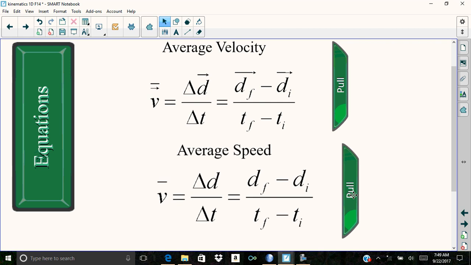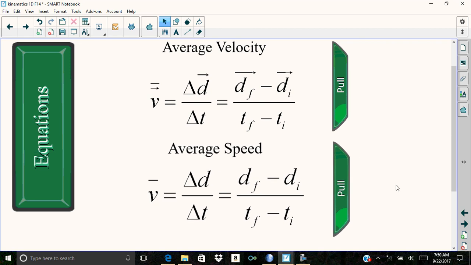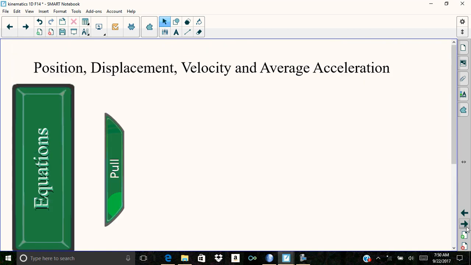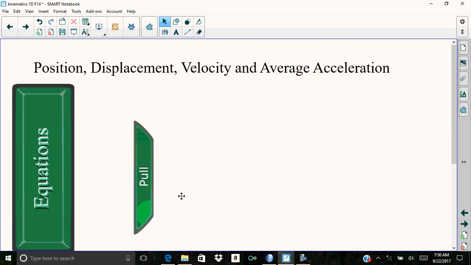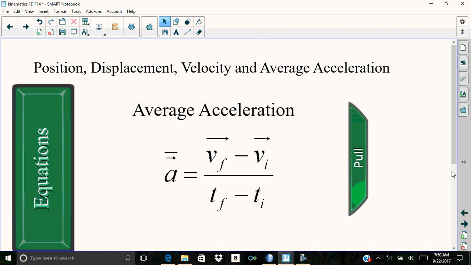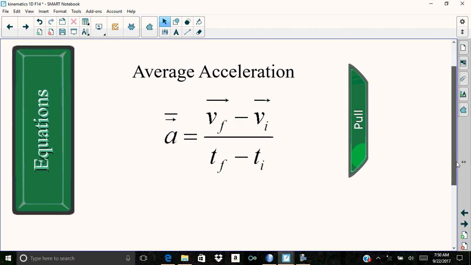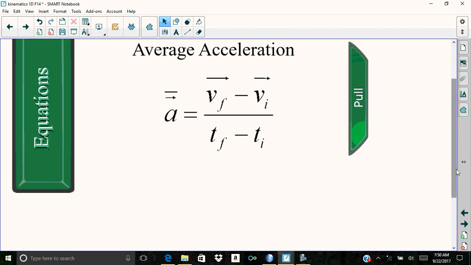Okay, here is your equation for speed. Notice the difference. There's no vector sign over the v. So no vector sign means speed. Vector sign means velocity. No vector sign over the d. This is just your distance traveled divided by the time. Your average acceleration is going to be your change in velocity divided by time.